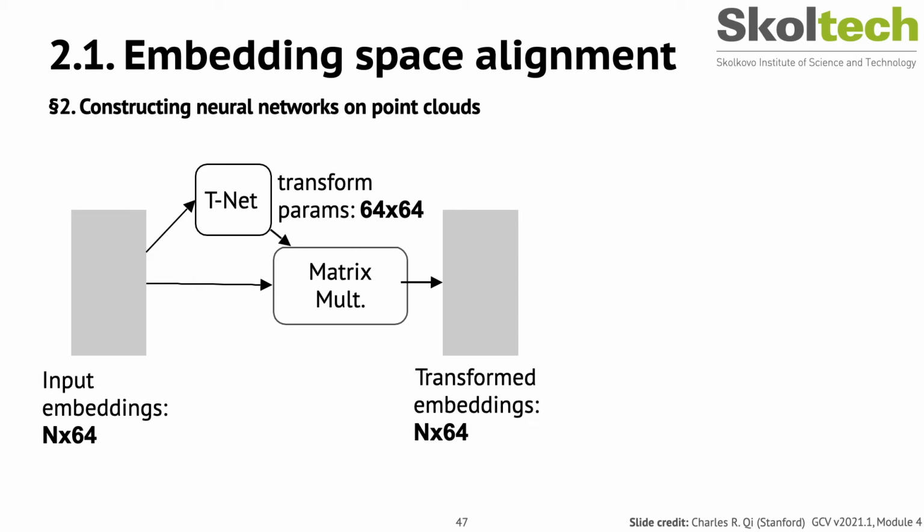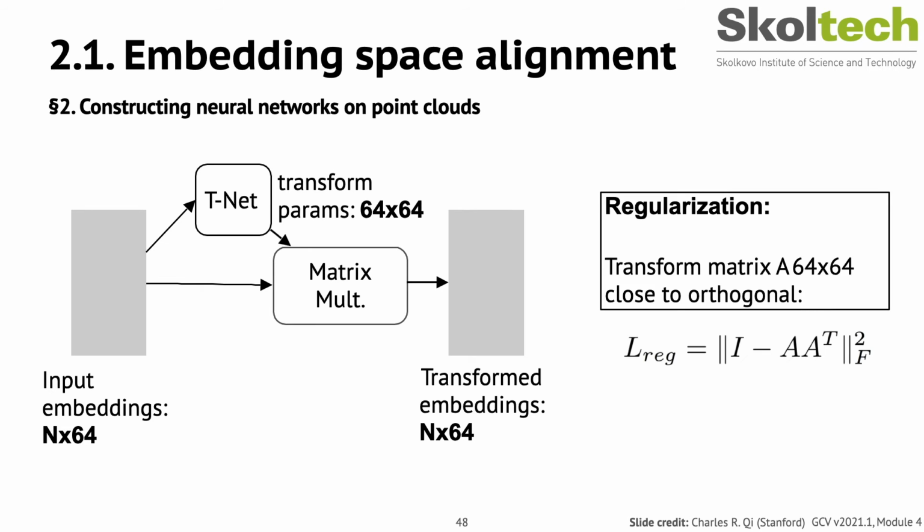Similarly, we can use such transforming networks to align points in embedding space. For example, this figure shows a transformation for intermediate embeddings in a 64-dimensional space. To avoid falling into bad local minima, a regularization penalty is added to constrain the transformation matrix to be close to an orthogonal one.